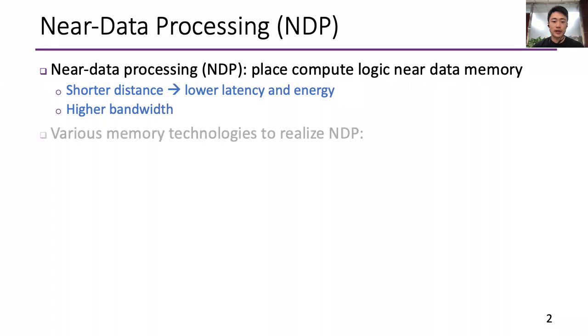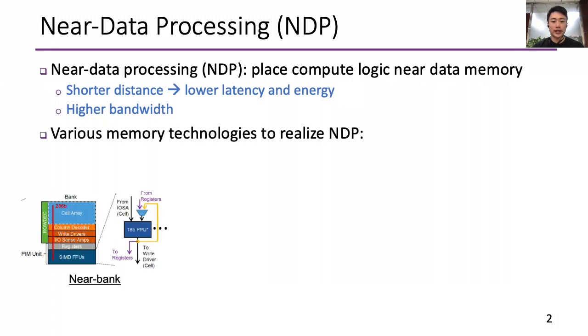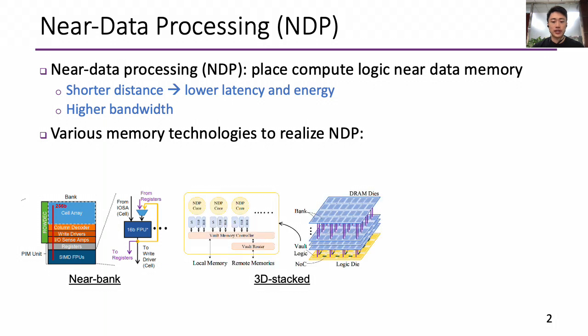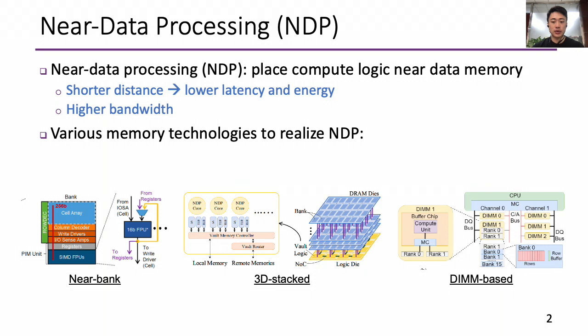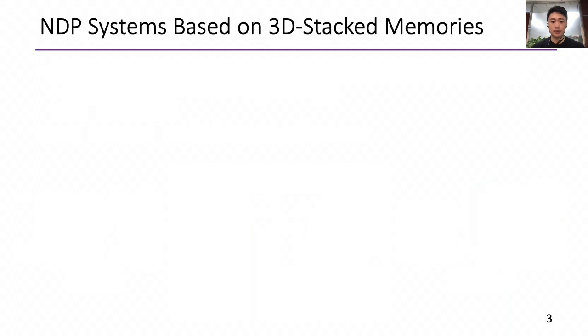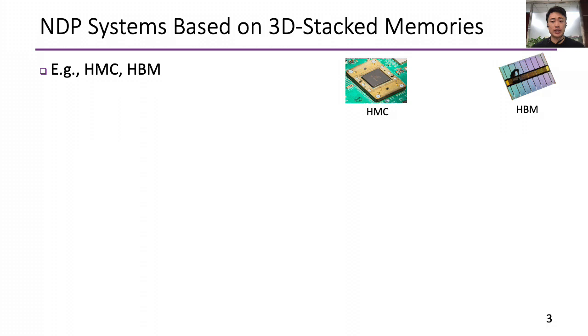bandwidth. There are various memory technologies to realize NDP, including adding computing logic inside DRAM banks, inside the logic die of 3D stacked memories, or to the buffer chip of DDR DIMMs. In this work, we focus on 3D stacked memory-based NDP architectures. Typical stacked memory products include HMC and HBM.